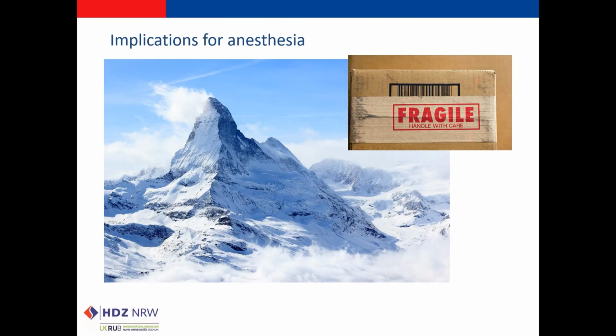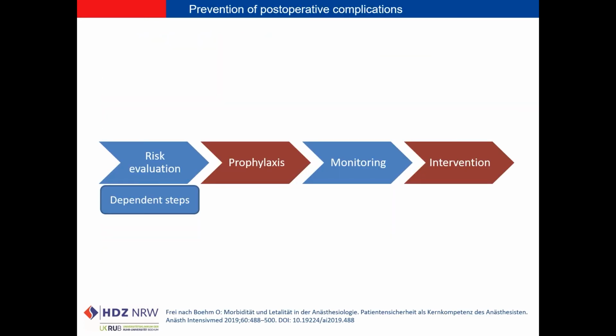So I demonstrated the key steps of the procedure and the possible complications that can occur in this high-risk patient collective. Regarding patient safety, it's important that we have several implications for the anesthesia management in these high-risk, fragile patients. This means prevention of postoperative complications, and we have dependent steps, which include risk evaluation, prophylaxis, monitoring, and intervention.